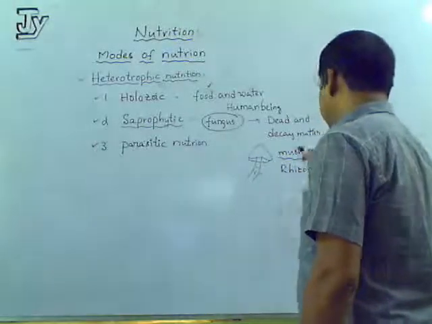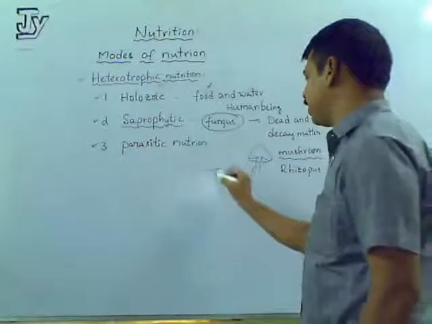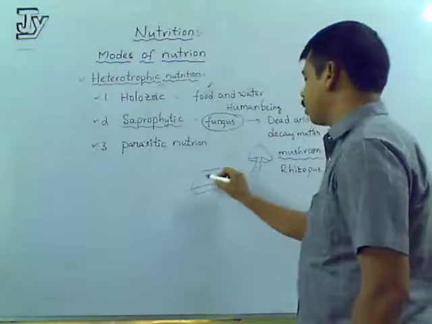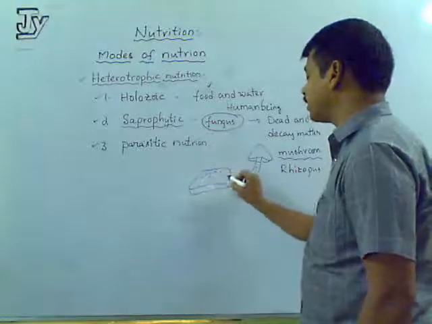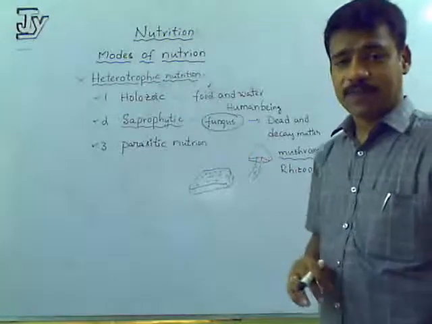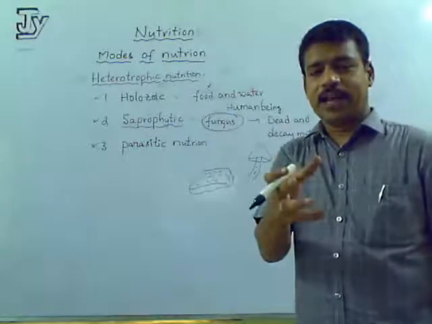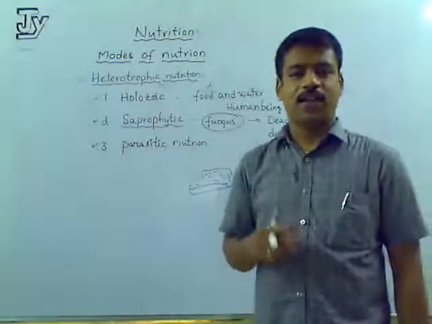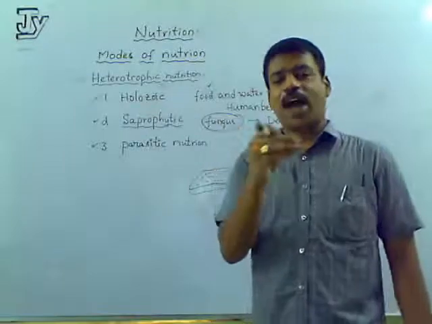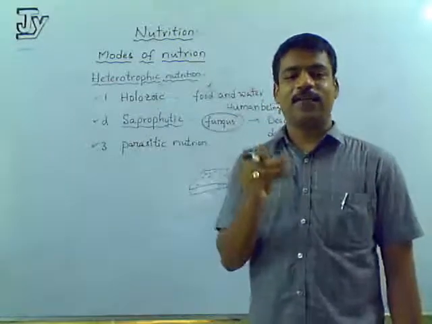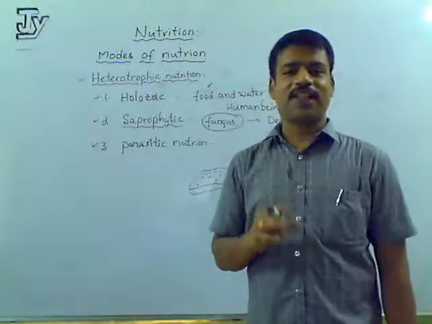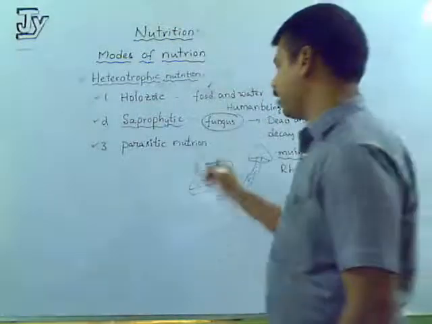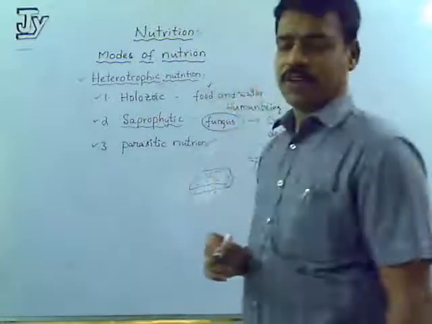Rhizopus. We commonly see it as bread mold. We observe a small fungus, a spongy-like structure, on bread, on pickles, and on rotten tomatoes and rotten brinjal. We find whitish, yellowish or greenish substances. These are nothing but saprophytes. Is it clear, students?